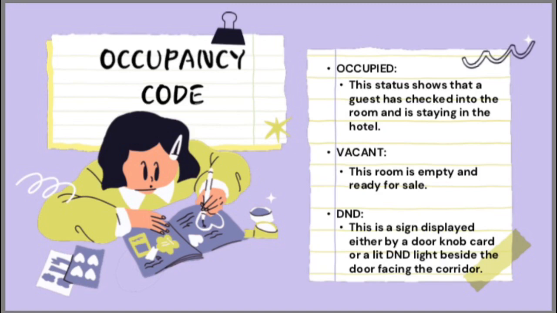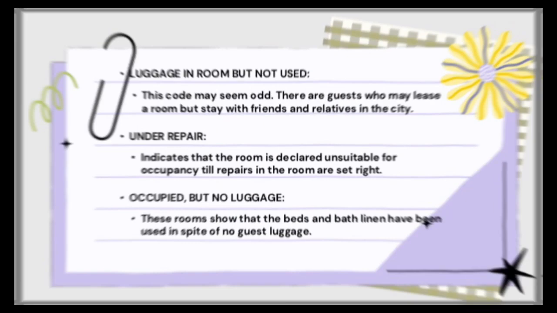Next is the D&D. This is a sign displayed either by a doorknob card or an LED D&D light beside the door facing the corridor. Obviously, the guest cannot be disturbed and therefore one is not able to verify the occupancy status of the room.